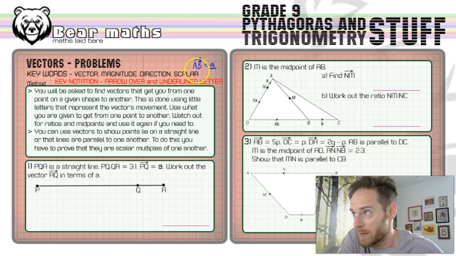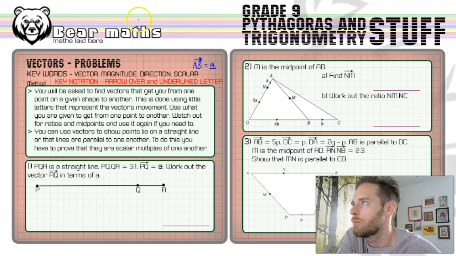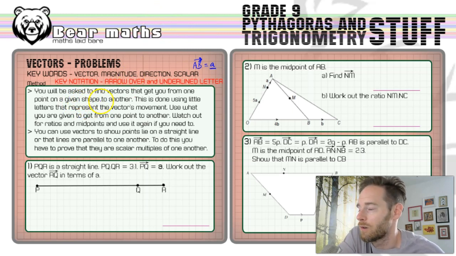So this means AB, the vector of AB, is equal to this little letter a. Just algebra, isn't it? We're just representing the vector with a letter. The movement is a letter, and that's that. Now this is a tough one to write a method for, in all honesty.